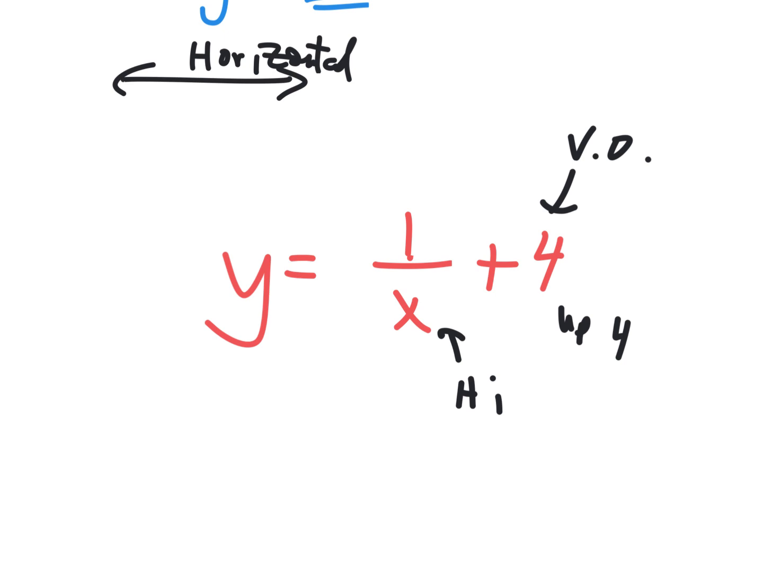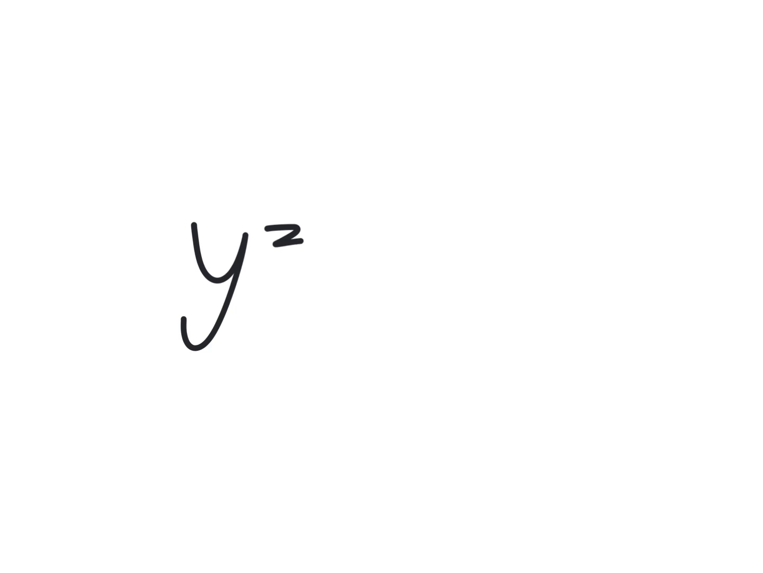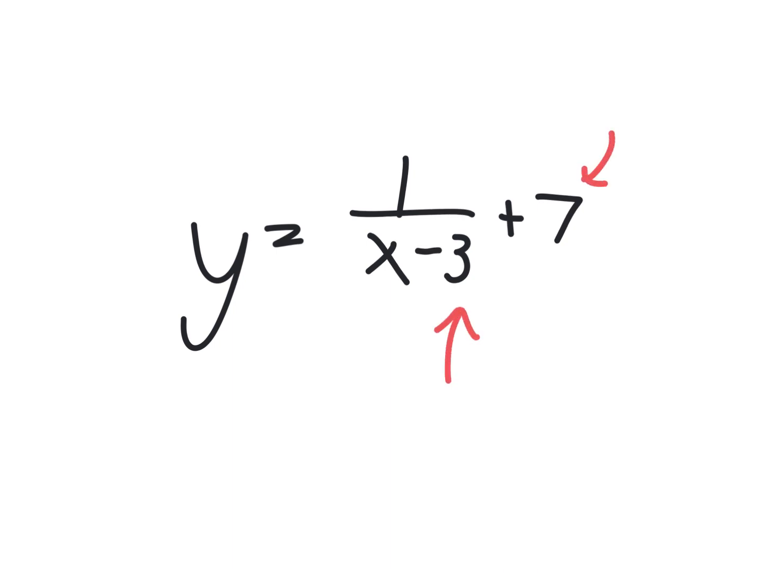All right, then write this example in your notes. y equals 1 over x minus 3 plus 7. You should be able to say that this takes the parent graph and moves it which way and which way. Don't say it, write it. Which way did my rational function get moved? Right 3, up 7.